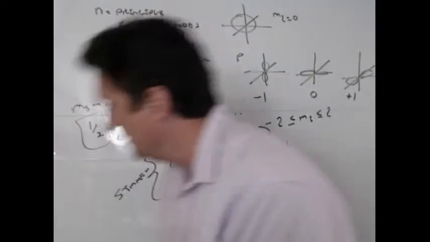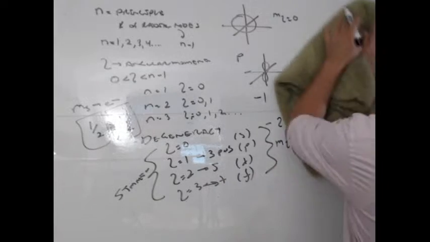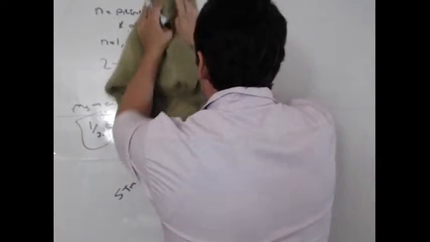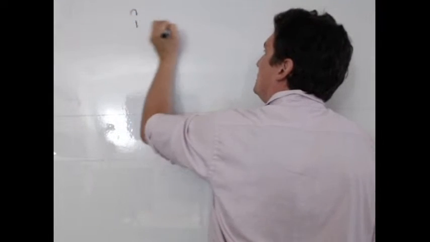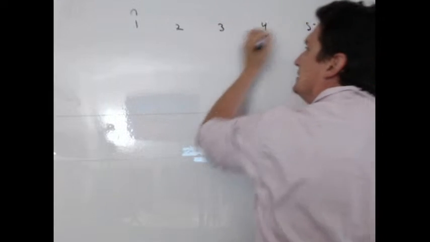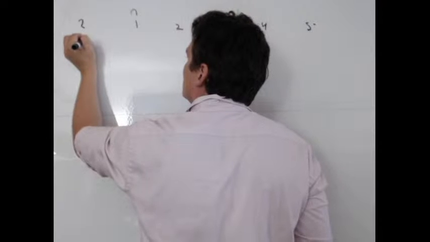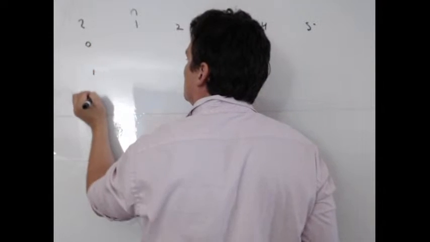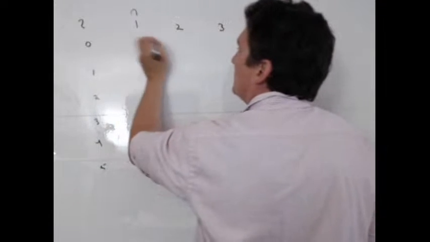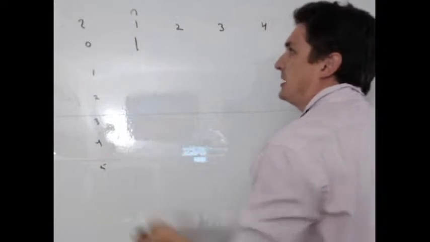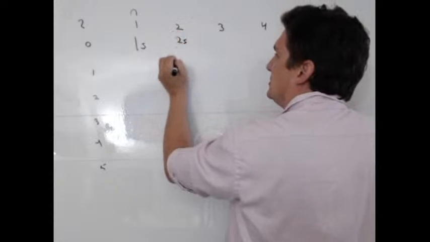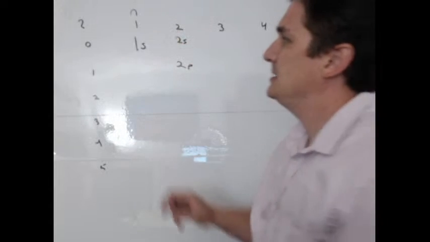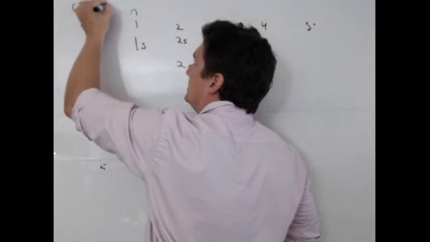So, we're ready to talk about atomic orbitals now. With all of that in mind, I realize this is a very rushed explanation. If we look at our principal quantum numbers, 1, 2, 3, 4, 5, and values of L, so we have 0, 1, 2, 3, 4, 5. For n equals 1, there's only one option for L, and that's 0. For n equals 2, there's two possibilities. There's 2s and 2p. But L has to be less than or equal to n minus 1.